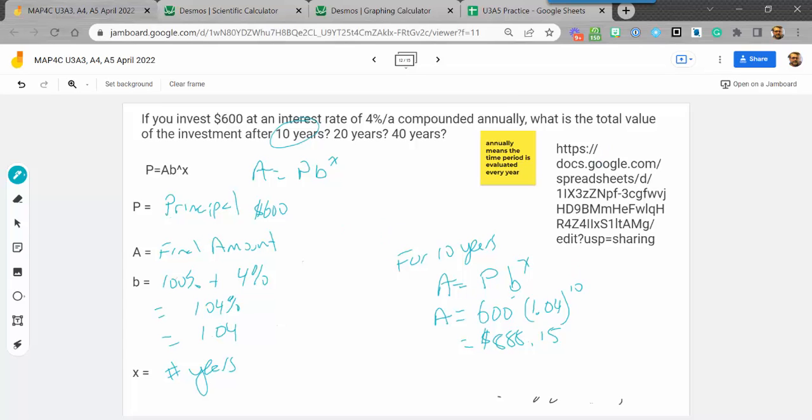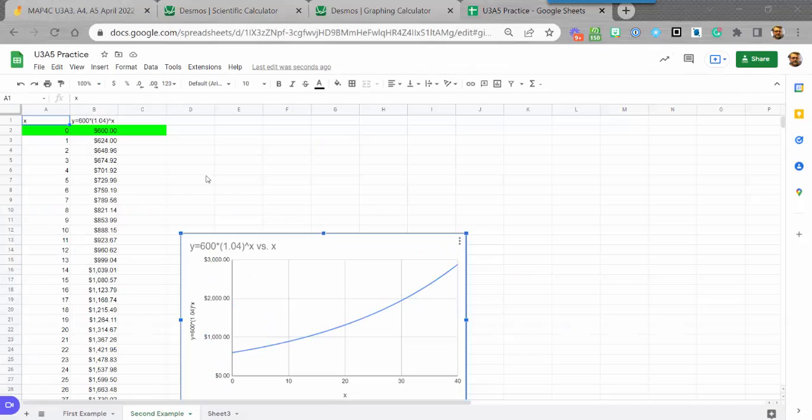Or I can graph it. So we'll look at the graph. And I just went ahead and did it. So x can go from 0 to whatever. Y is going to be 600 times 1.04 to the x. So there's 10, that was 888.15, the one we just did.